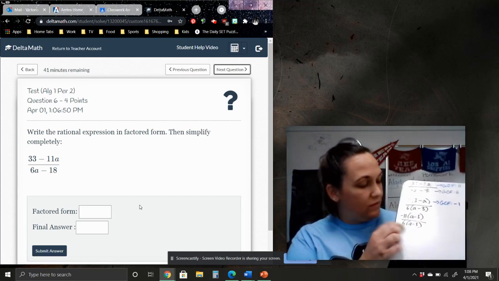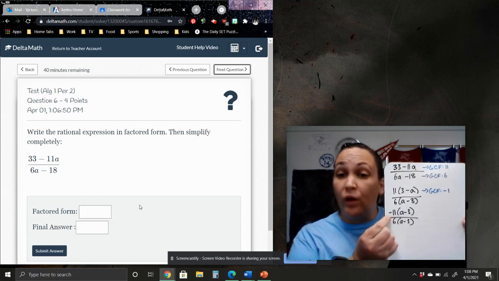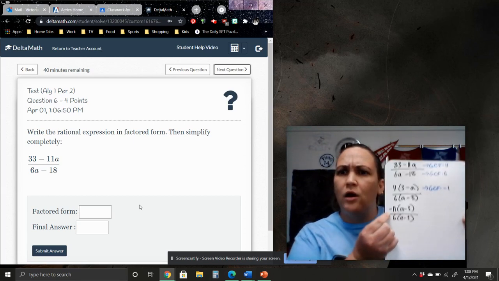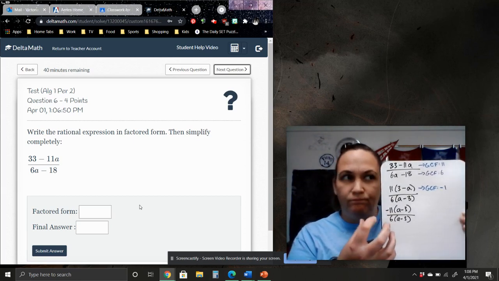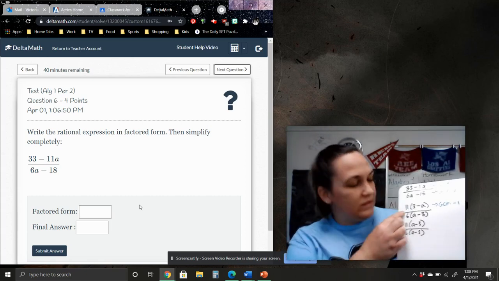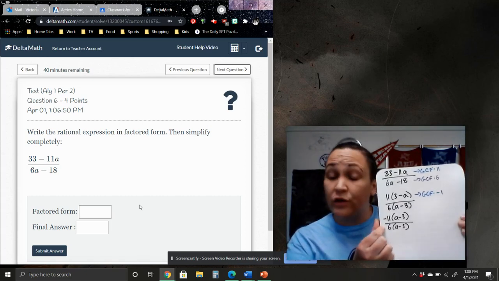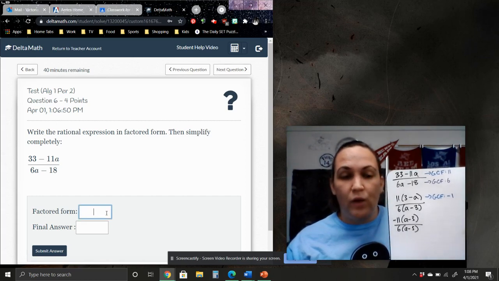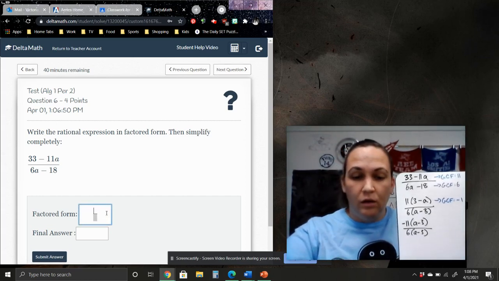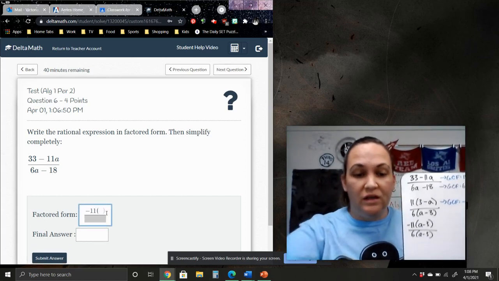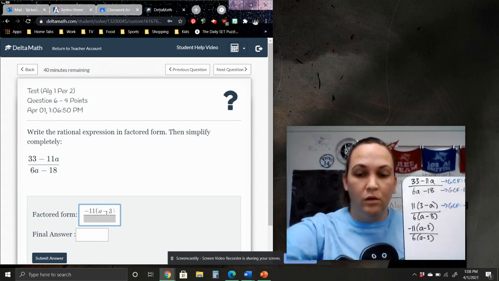So I want you to write this one as your fully factored form, the form right before you start canceling. So I know that this is technically factored, but you're going to factor out something else. So make sure to wait until you're all done factoring and then say, okay, now this is my fully factored form.